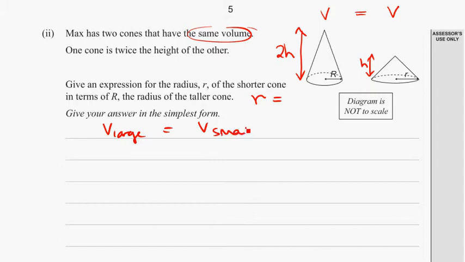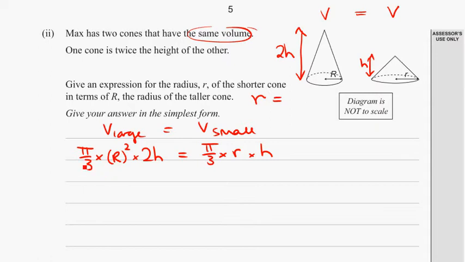volume of the small. Volume of a cone from the previous question, pi over 3 times r squared times h. So if we're doing the large one, r is capital R, pi over 3 times R squared times the height, which is 2h. Volume of the small one, pi over 3 times the radius squared times the height. Now we're just going to look back because I think, no, that's right, pi over 3 r squared h.